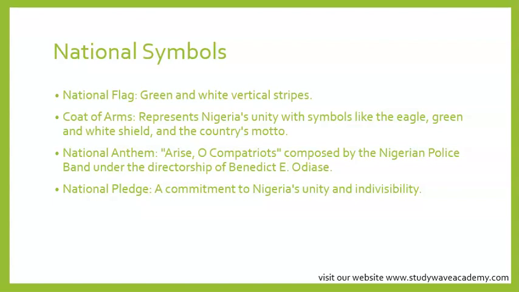We also have the coat of arms, which represents Nigeria's unity with symbols like the eagle, green and white shield, and the country's motto. Okay, so the coat of arms features an eagle representing strength, the green and white shield symbolizing the rich soil, and the wavy bands indicating the Niger and Benue rivers. Then the motto is unity and faith, peace and progress.